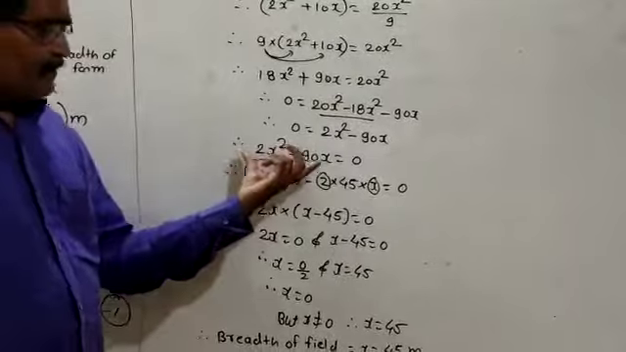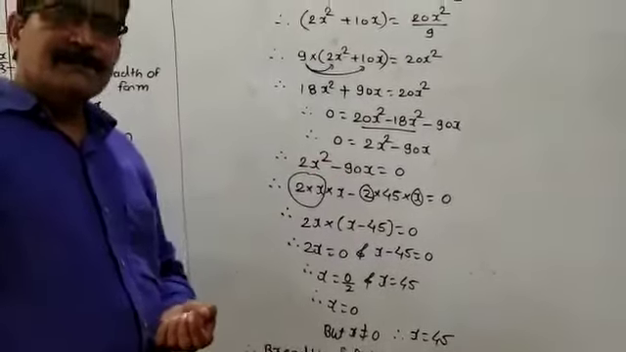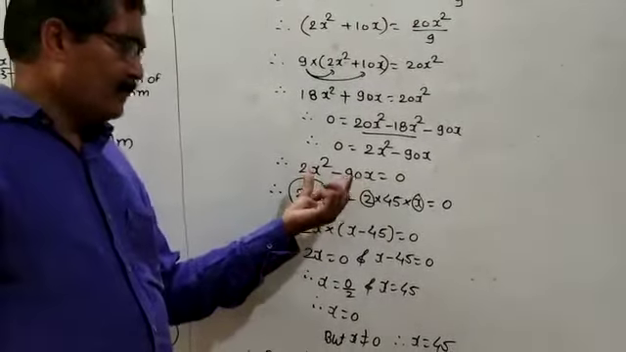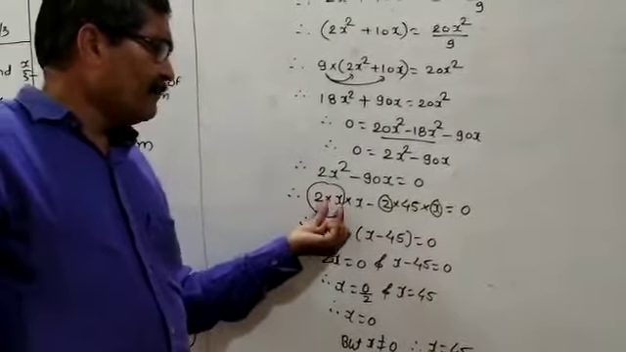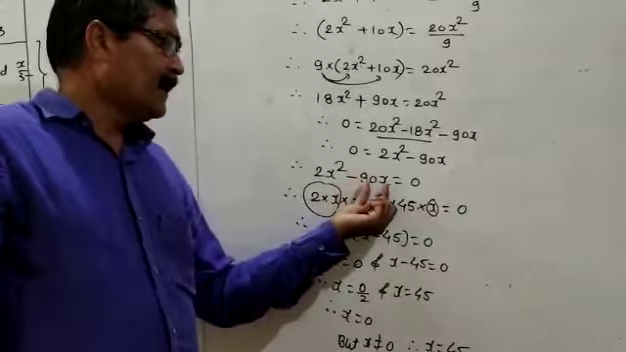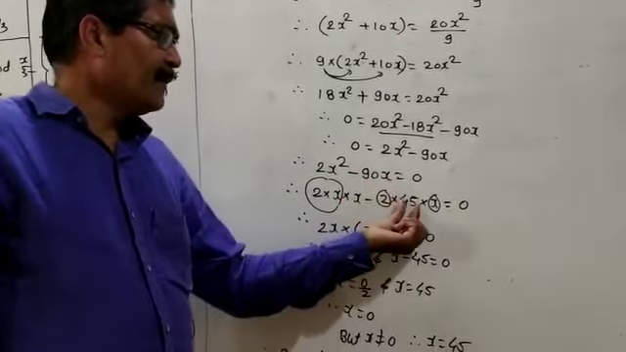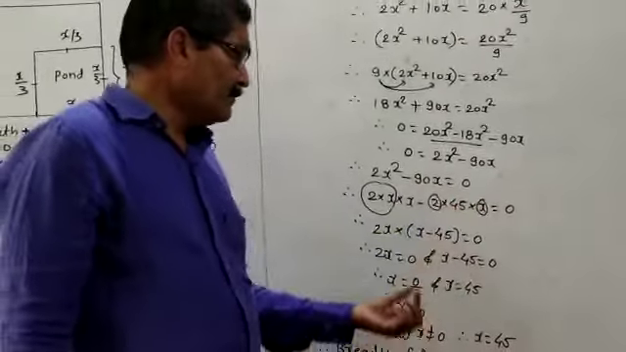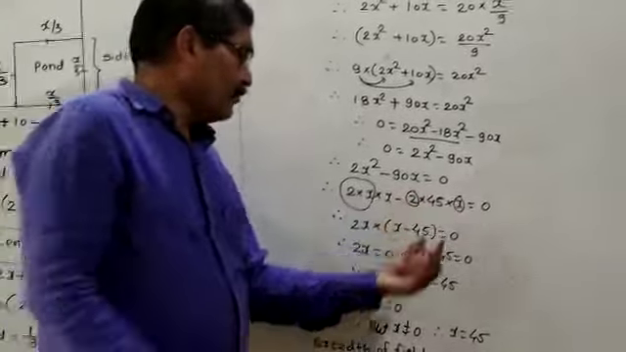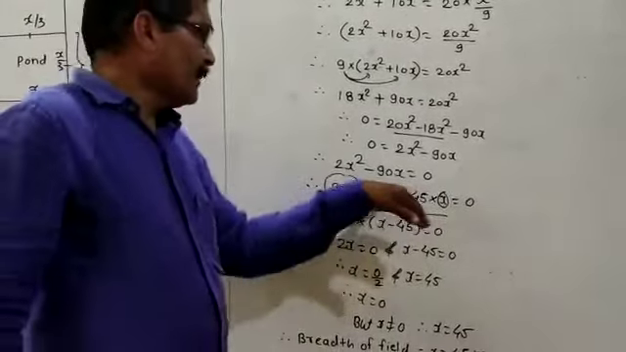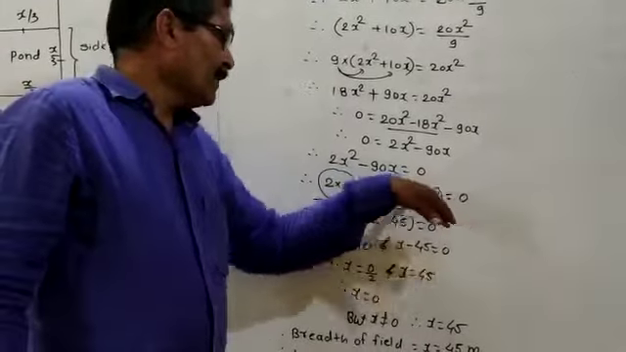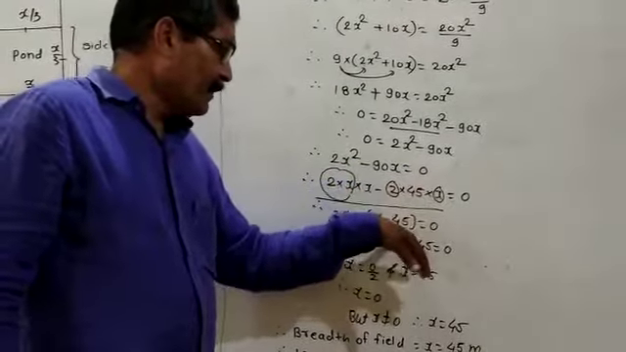Here the third term is not given. So what you have to do, you have to write in the product form and take out the common terms. I will write this 2x square as 2 multiplied by x multiplied by x, and 90x as 2 multiplied by 45 multiplied by x, is equal to 0. From these two terms you have to take out 2x common. When 2x comes common, at that time x minus 45 will remain.